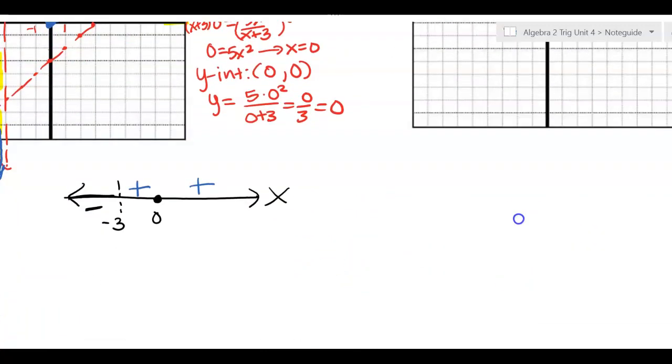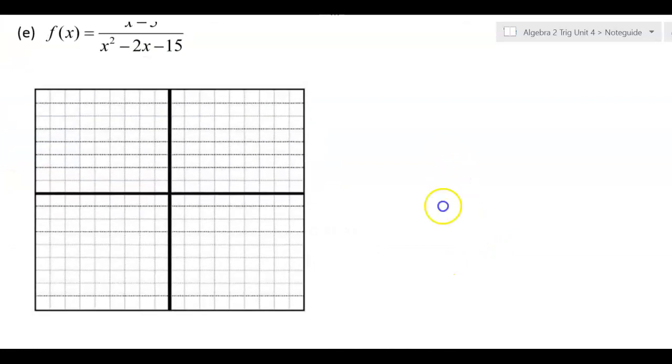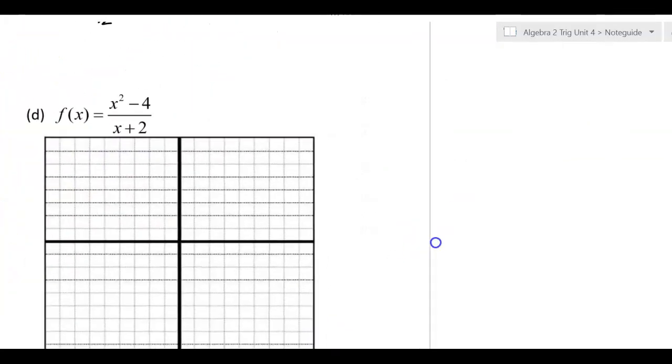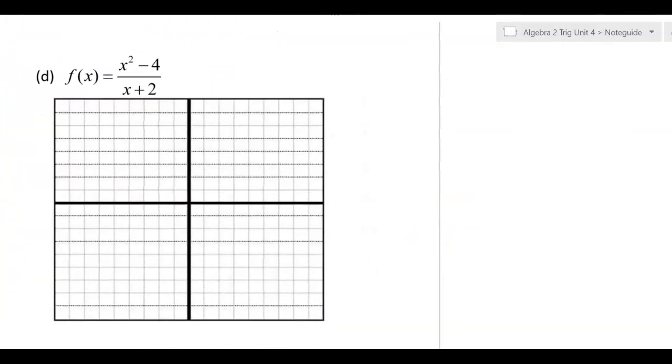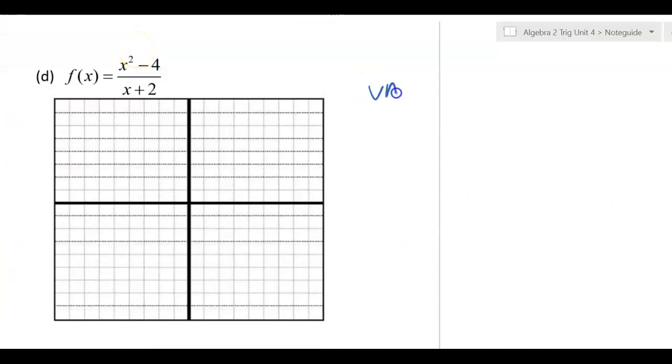All right, the last example that we're going to do, oh, no, two more, sorry. Two more examples. So for this one, you're actually going to like that it simplifies. So again, I'm going to make my list of information. Let's see, holes and intercepts.